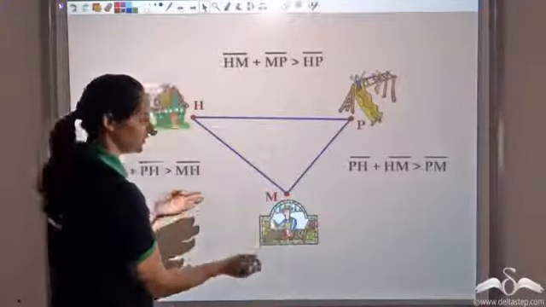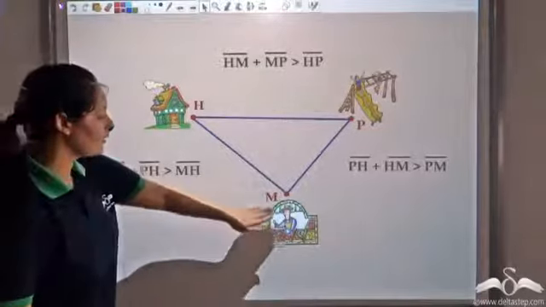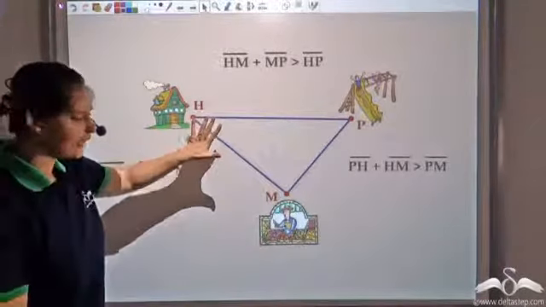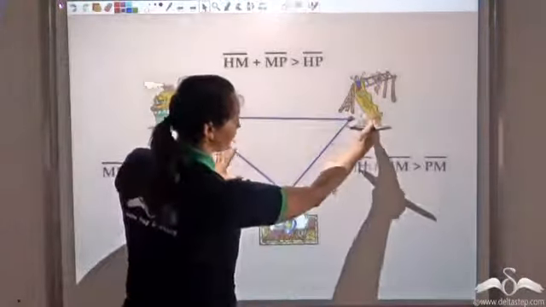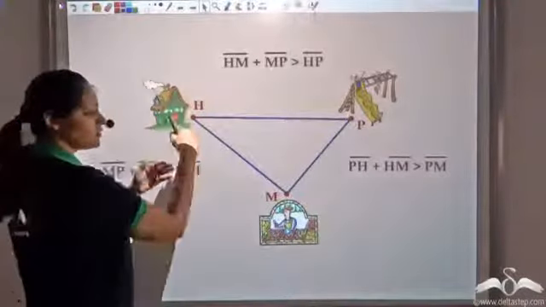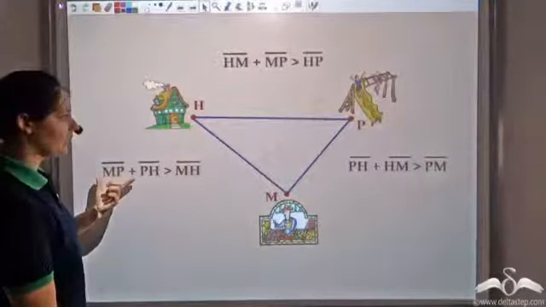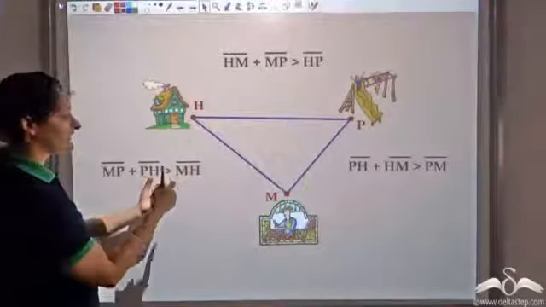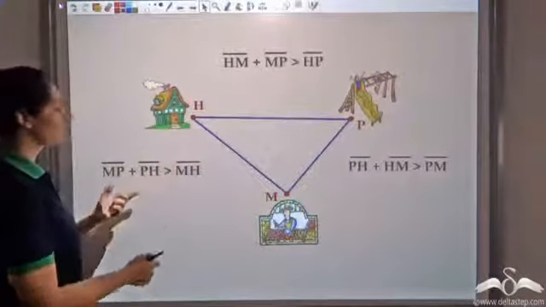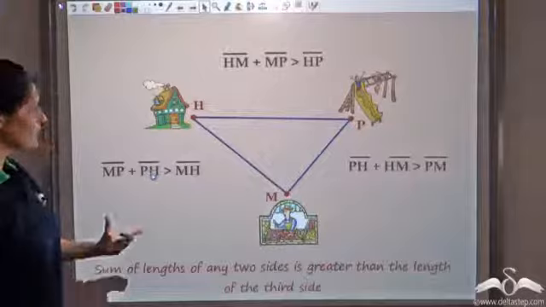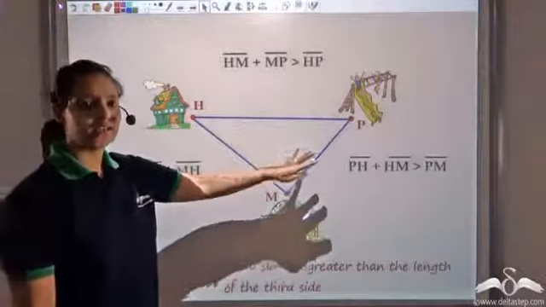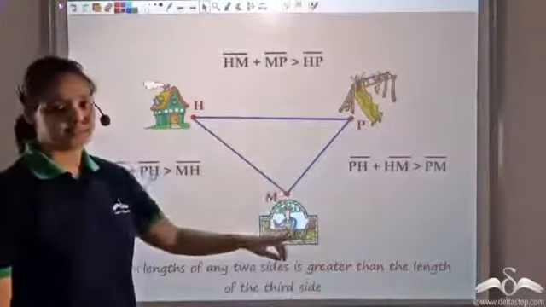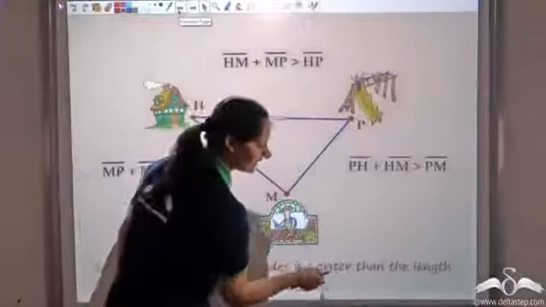Again, this holds for the third side too. Rather than going from market to house directly, if you go from market to the playground first and then from the playground to the house, then that's a longer route. So MP plus PH would be greater than MH. So we've seen that the sum of lengths of any two sides has to be greater than the third side. Note, I'm saying greater here.